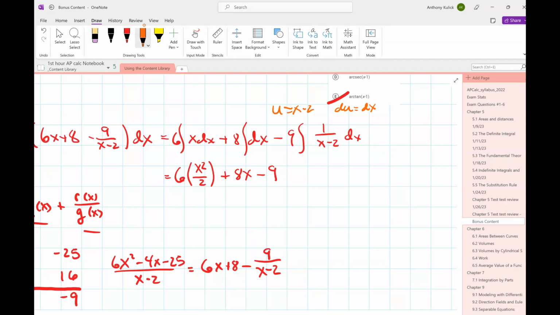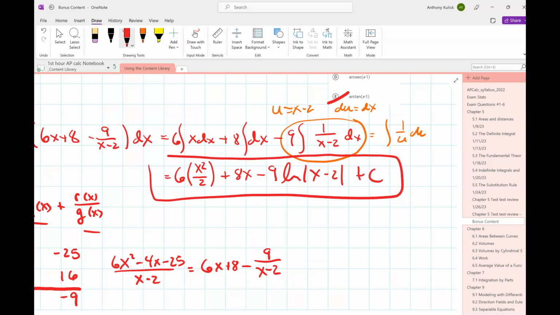So we have the integral then of just 1 over u du, which is natural log of absolute value u, and our u in this case is x minus 2. And then we have our plus c at the end. And yeah, there's some reducing and stuff that we can do along the way, but good enough, right?